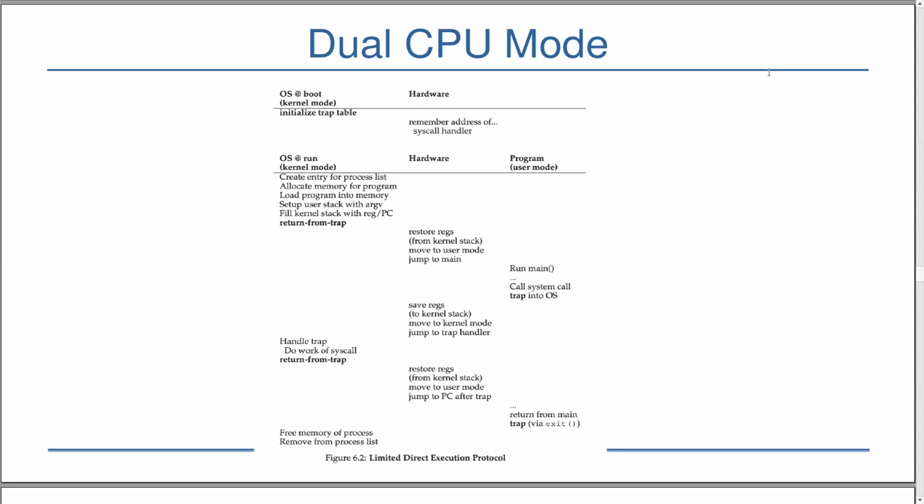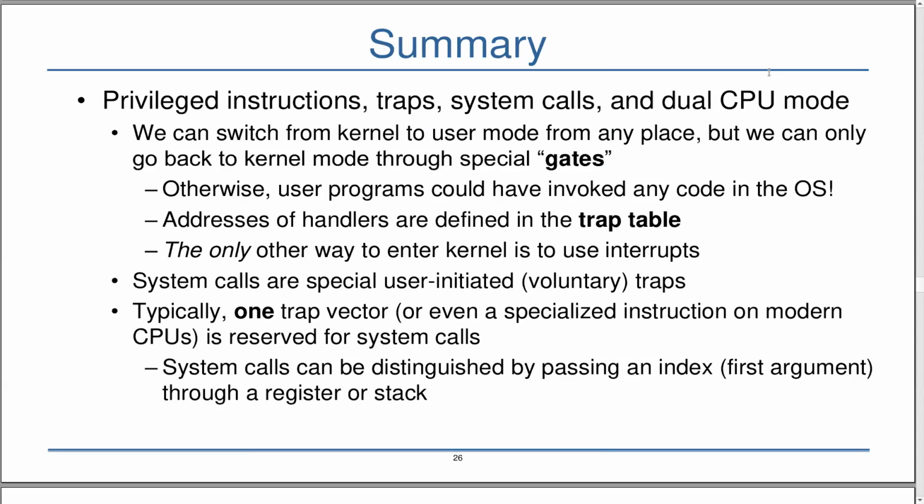Does it make sense? Any questions so far? Okay, so just to summarize: privileged instructions, traps, system calls, and dual CPU mode. Those are the mechanisms that we have to support execution of multiple processes on the same CPU, and also to support both the operating system and regular user programs. We can switch from kernel to user mode anytime we want, from any place we want, but we can only go to kernel mode through special places, defined either by system calls or by trap handlers.